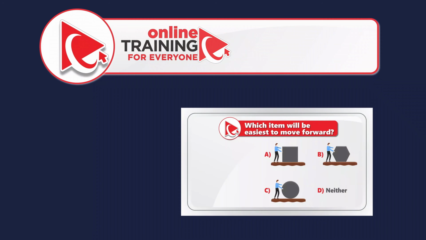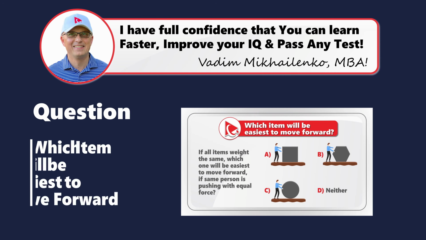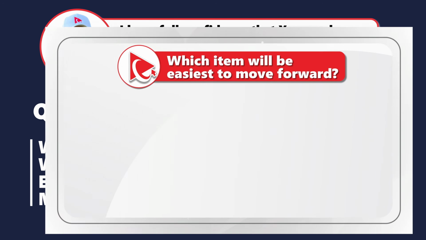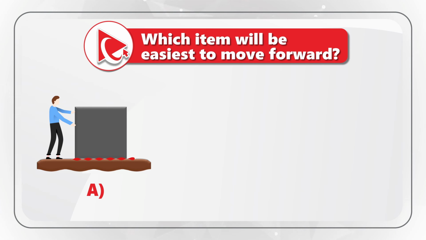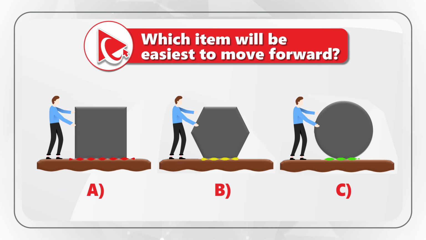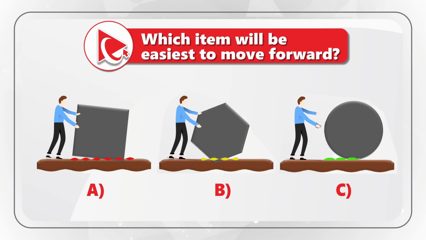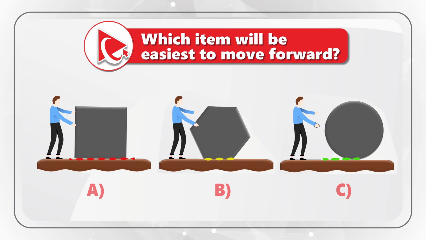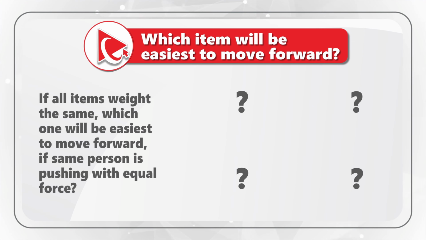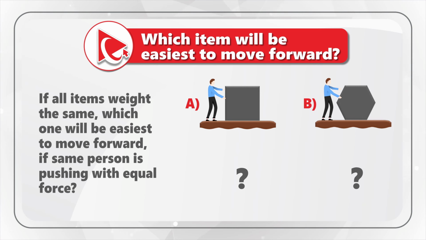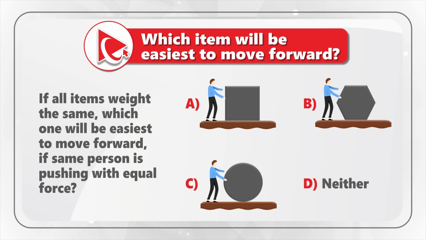And now I have a question for you to practice your skills. We have 3 different scenarios of a person moving an object, choices A, B, and C. If all items weighed the same, which object would be easiest to move forward if the same person is pushing with equal force? You need to select one out of 4 possible choices, choices A, B, C, or choice D, neither one.